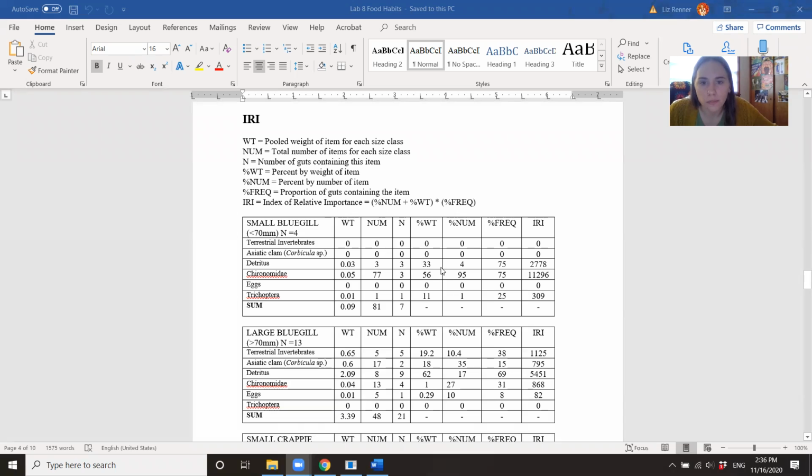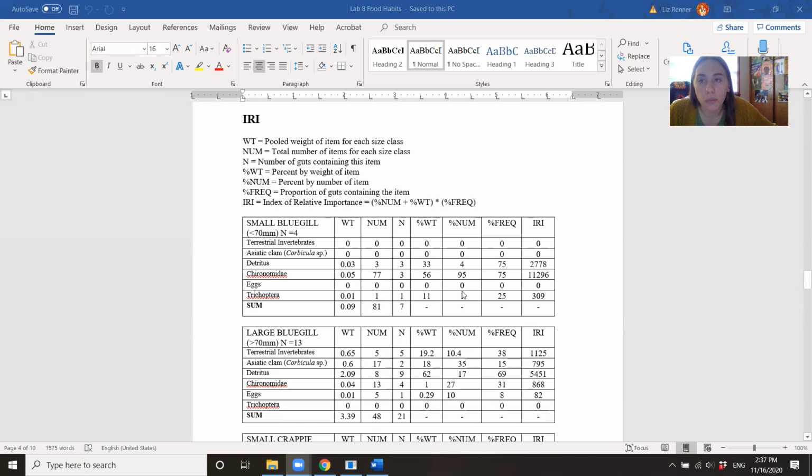Okay, struggling here. So let's go down to the frequency first. The percent frequency would be, we have 3 fish out of the 4 bluegill, so that's 75% had detritus in them. Same thing with the chironomids, 75%. 1 of the 4 had trichoptera, so that's 25%. The percent number would be out of this total number 81, 3 out of 81, 77 out of 81 would be that value of 95.